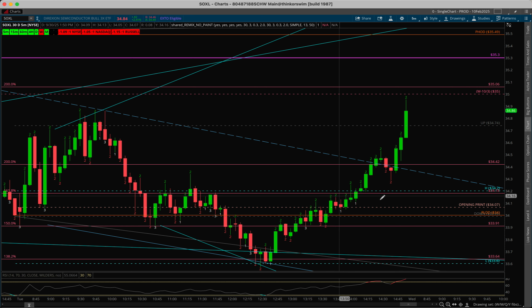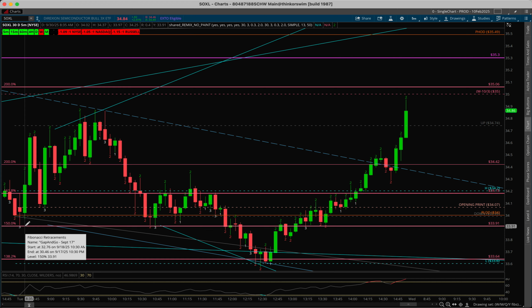So you can see today we have this opening print here at 34.07. We got a little bit of yesterday's action in here, but we opened here, got an initial push down and a bounce off this 150 fib extension. This is, again, that fib extension of the September 17th gap and go that we had. If you're familiar with this channel, this should be familiar to you, but if you're new to the channel, we've looked at how this level has come into play many times over the past week plus at this point.